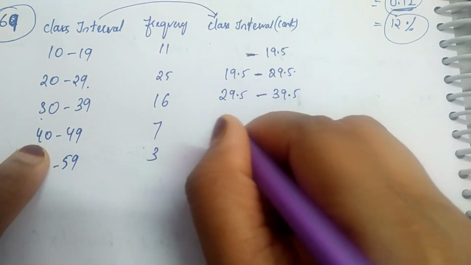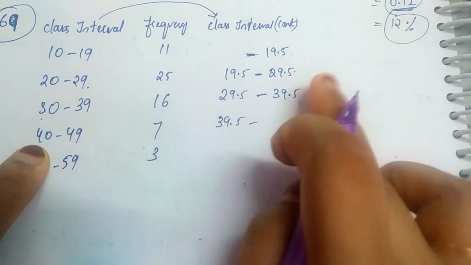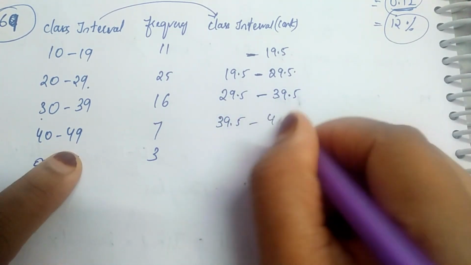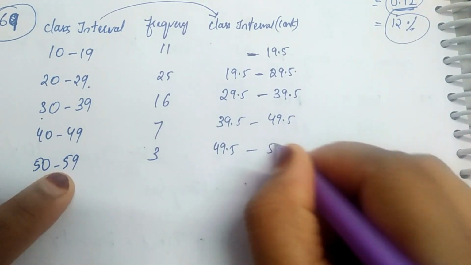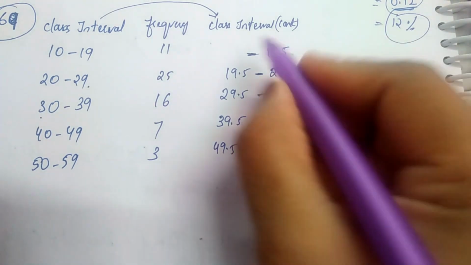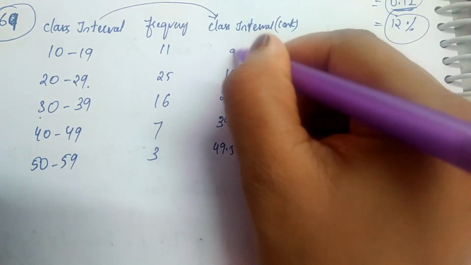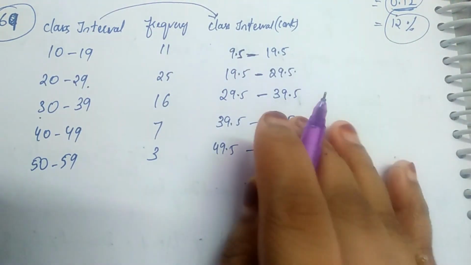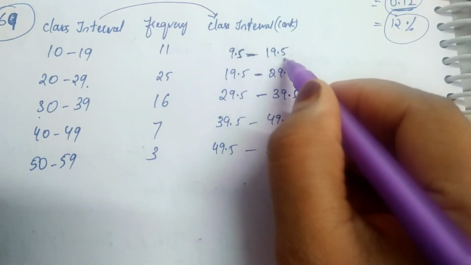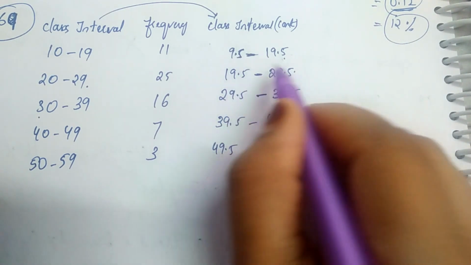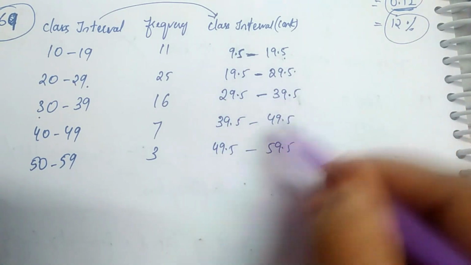Now this is 39.5. It's continuous now. Then it is 49.5, again 49.5. So this will be 59.5. Likewise this 10 will be nothing but 9.5. Now you see the series is continuous. 9.5 to 19.5, again we are starting with 19.5 to 29.5, and it goes on and on.